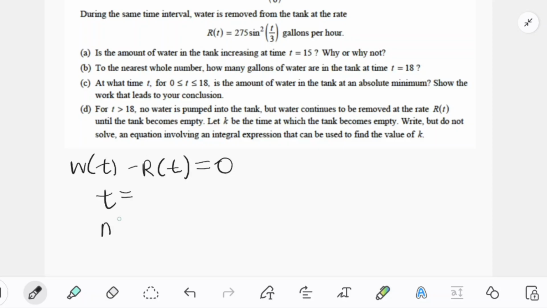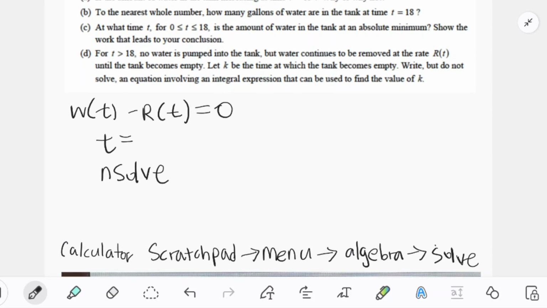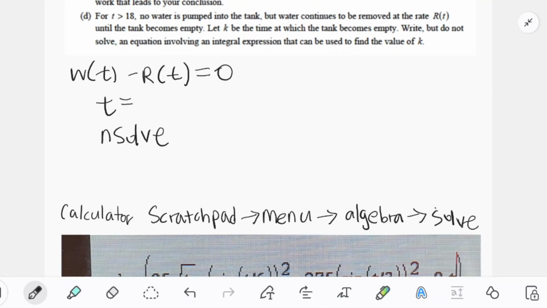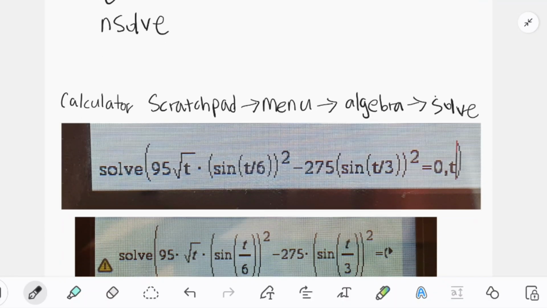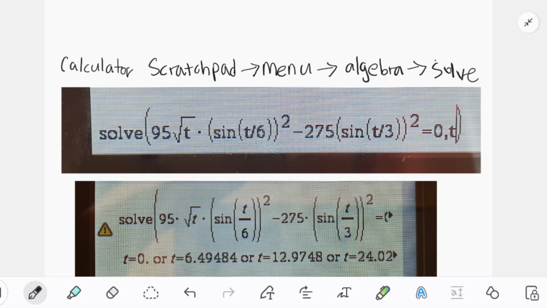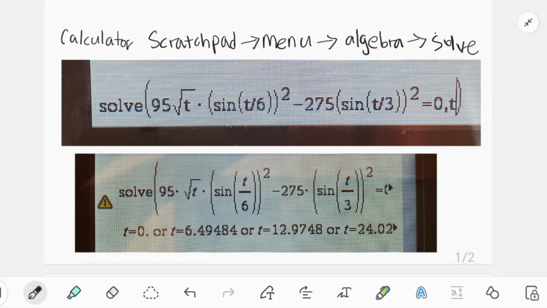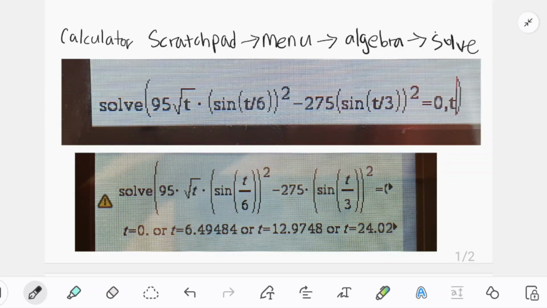Solve for t using the nsolve feature on your calculator. In case you don't know what this is, I'll go over it briefly. Inside your calculator, click Scratchpad, Menu, Algebra, and then Solve. Type in the expression, and then a comma, and the variable you want it to solve for in that expression. For this problem, it should look like this. Press Enter, then you should see many t-values that satisfy this equation. Choose only the t-values that are between 0 and 18, because that's our given interval.